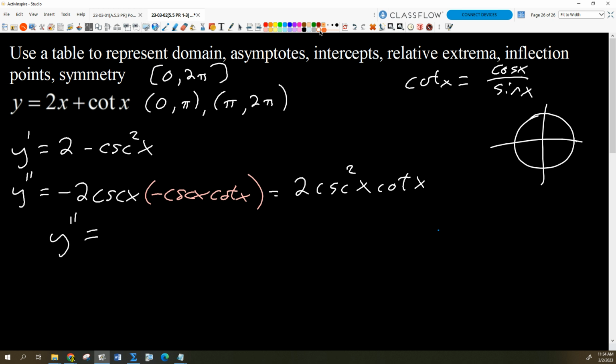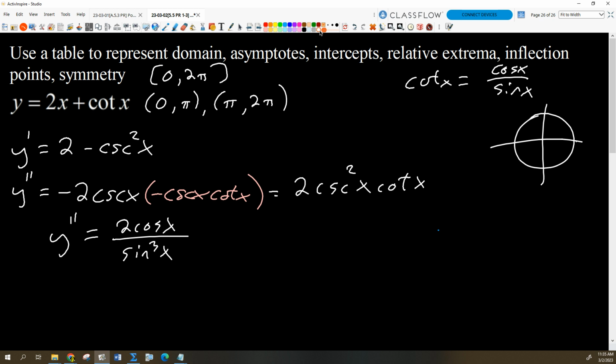Y double prime would equal 2. Cosecant is 1 over sine. Cotangent is cosine over sine. So I'm going to get 2 cosine x over sine cubed, right? So again, the derivative is going to be undefined only at the places that are not in our domain anyway, right?